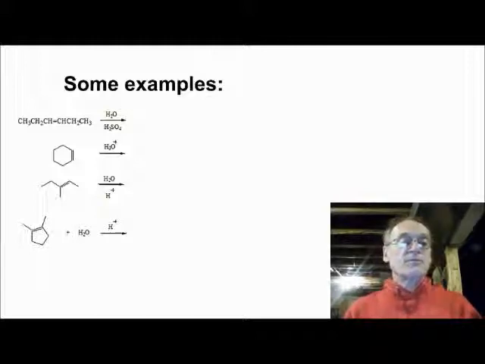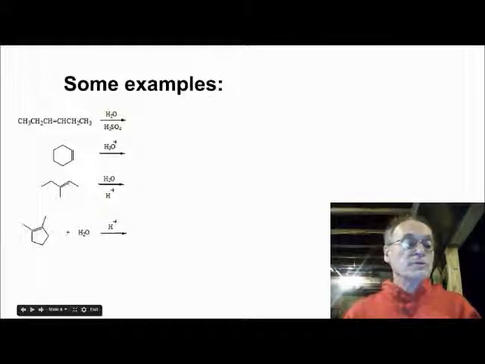Here are some examples. We're going to see what happens if we add water with an acid catalyst to 3-hexene, to cyclohexene, to 3-methyl-2-pentene, and 1,2-dimethylcyclopentene. Notice in each case it's the same reaction, although the reagent looks a little bit different. You have to get used to seeing all of these. In this case, I've put water over the arrow. I've put the catalyst, H2SO4, which is a perfectly fine strong acid catalyst, under the arrow.